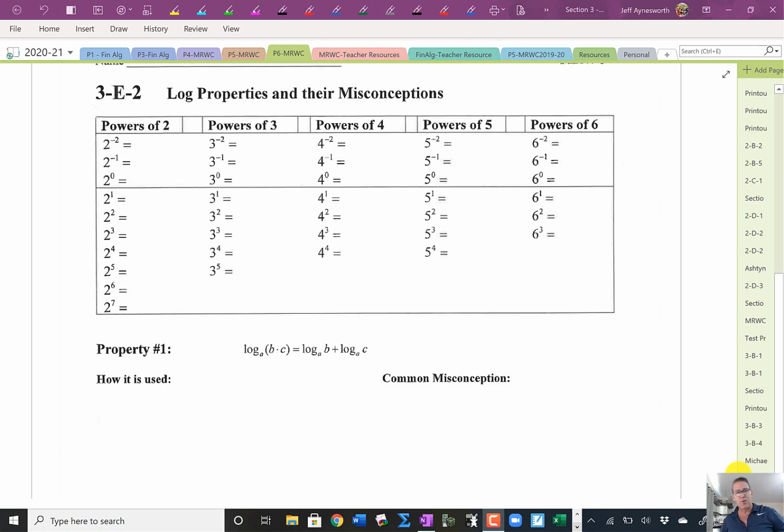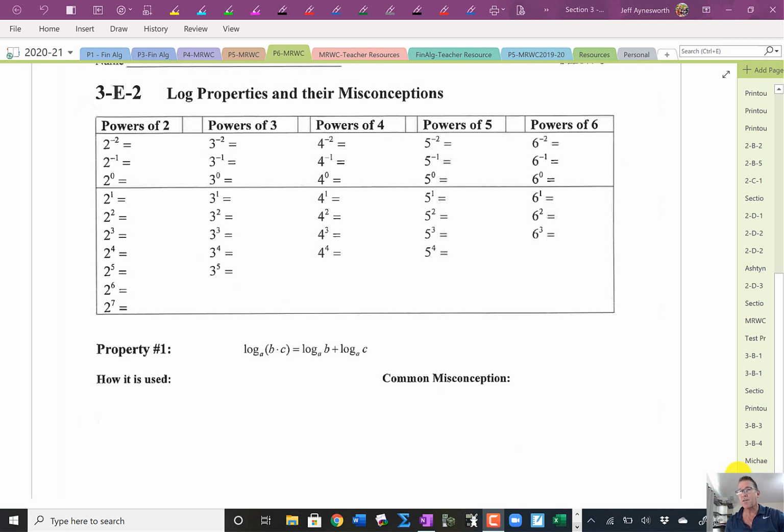This is Mr. Ainsworth, and we're going to get into some log properties, logarithm properties, and their misconceptions to get you ready for your next activity here in MRWC, Activity 3E2, which is all about how to use log properties. And there are quite a few of them. So we're going to get into the property itself, how it's used, and what's the common misconception that I see over the years. So let's get through some exponents first.